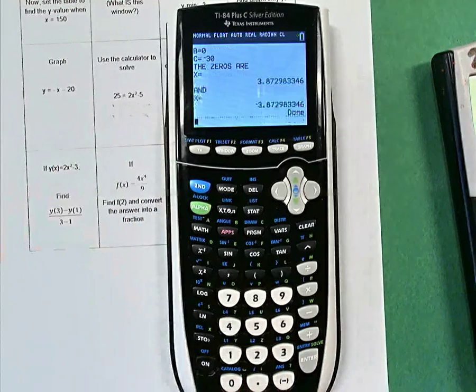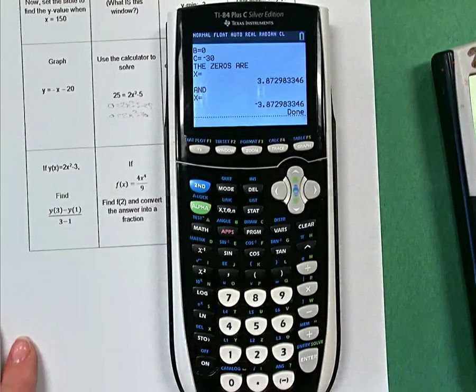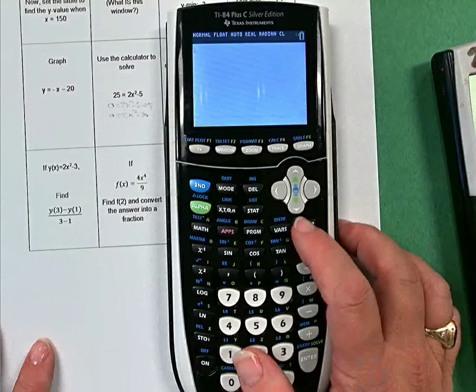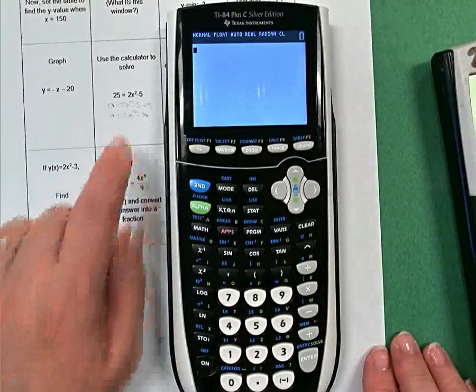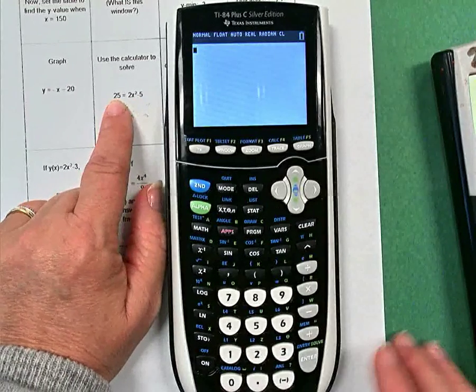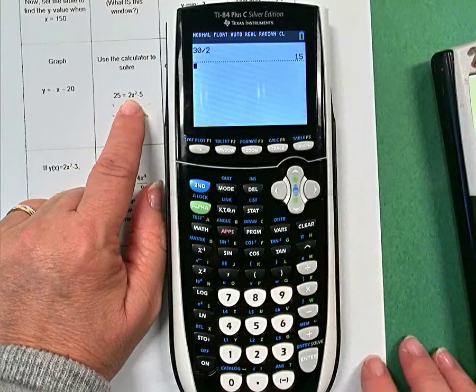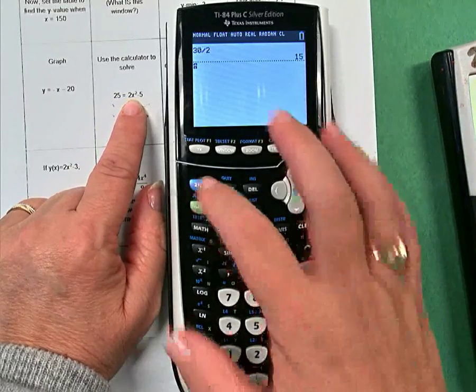There are two answers, positive and negative 3.872983346, and it probably continues forever. Another way I could have done this, I could have told myself in my head, I'm going to add 5, make that a 30, divide the whole thing by 2, and then take a square root.